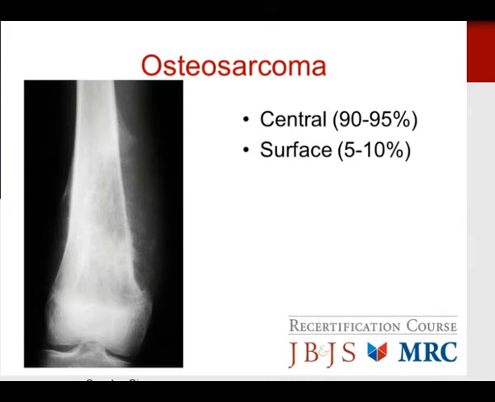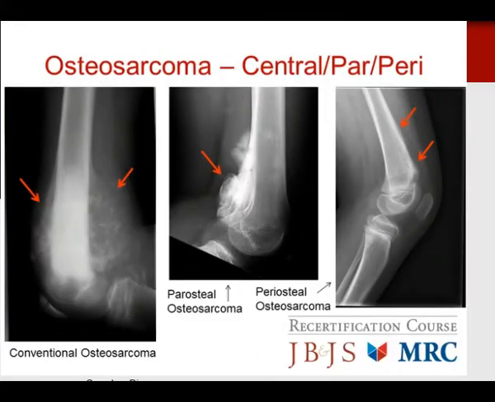Osteosarcomas come in a variety of types. The most common is a central, or basically the osteosarcoma most people are familiar with. Less common are the surface osteosarcomas. And here we have an example to the far left of your conventional osteosarcoma. The osteosarcoma starts in the intramedullary canal. It extends circumferentially around the bone, creating a large soft tissue mass.